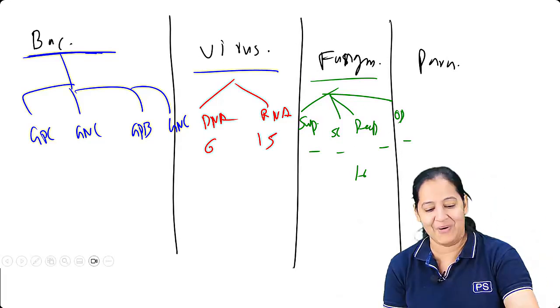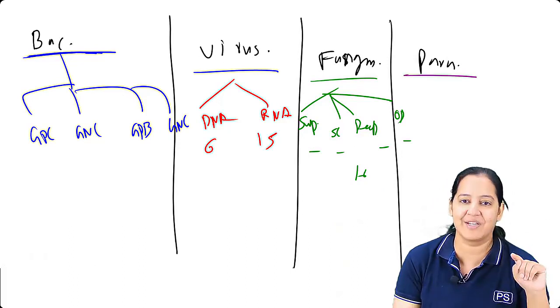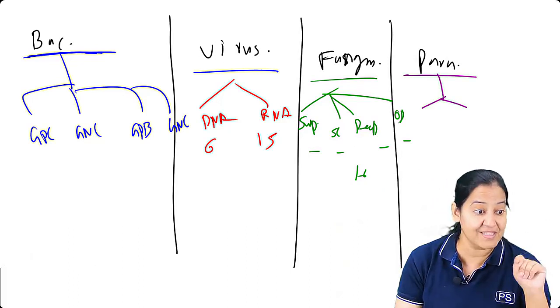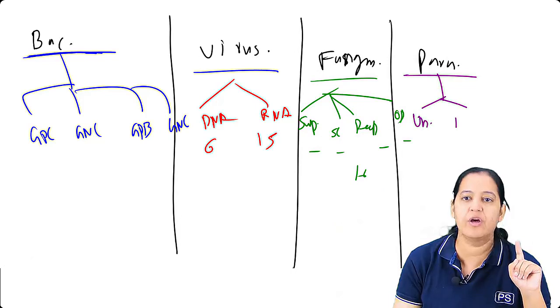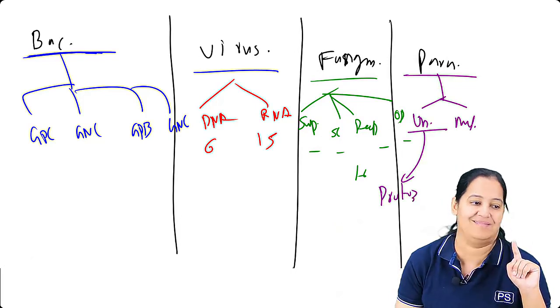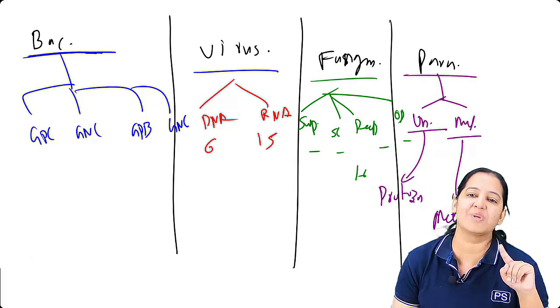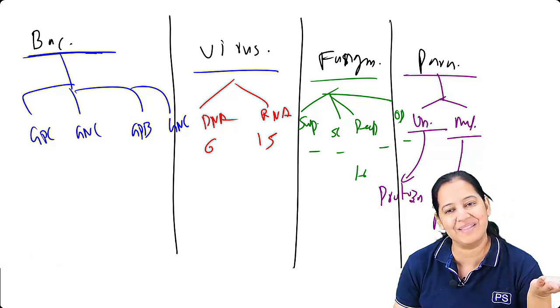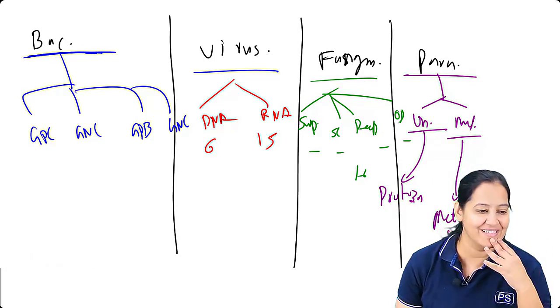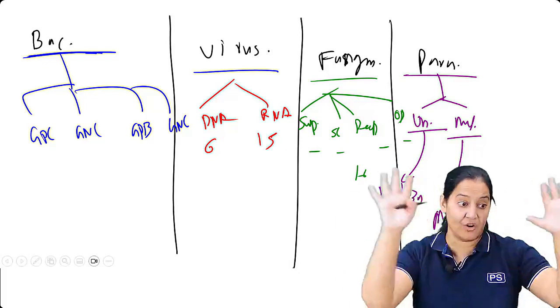And now, lastly, I'm teaching you parasitology completely. So what is the basis of classification? Whether it is unicellular or multicellular. If it is unicellular, it is known as protozoa. If it is multicellular, it is known as metazoa, also known as helminth. Metazoa or helminth, it's the same thing. First learn that. Okay, got it? So can we go ahead? Learn the basis of classification of all the organisms.